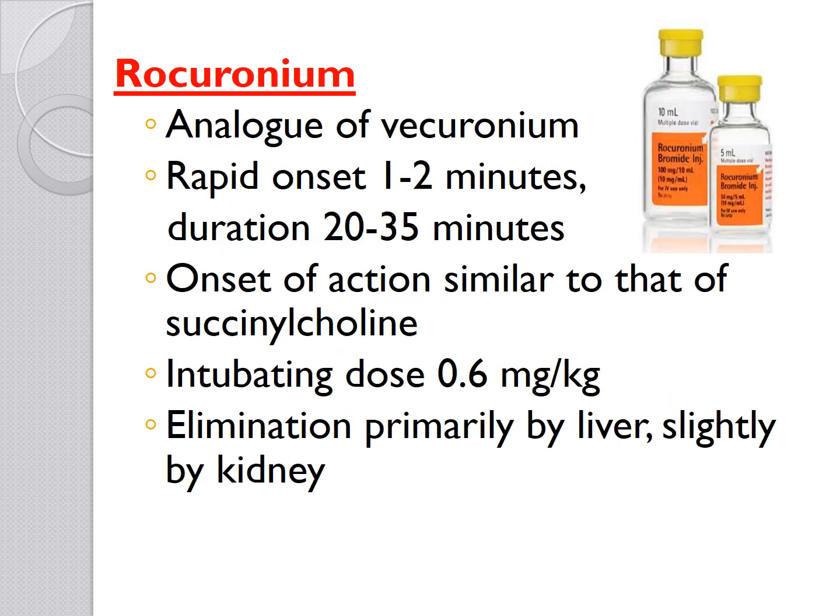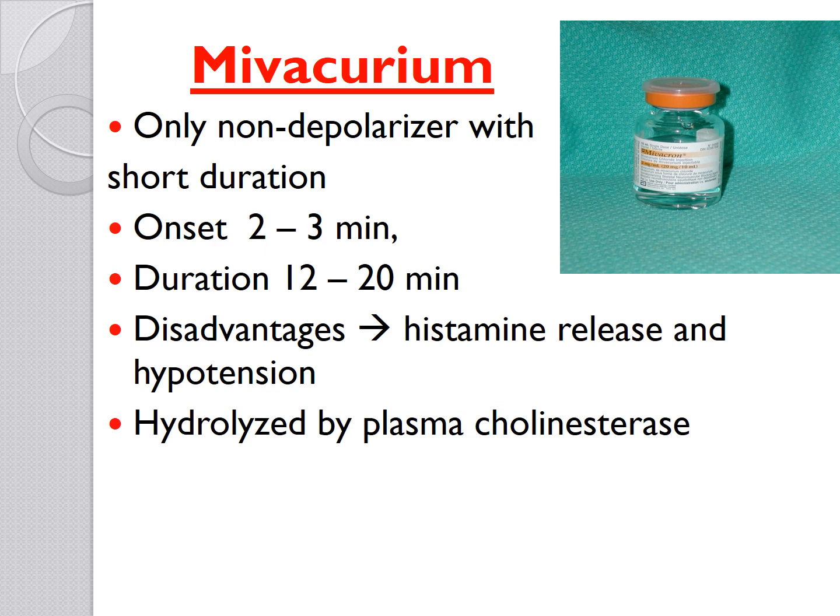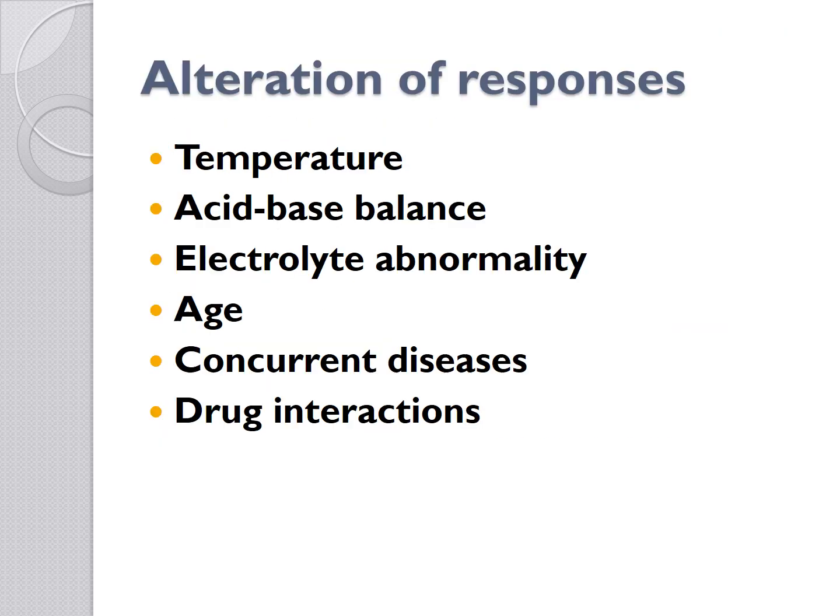Rocuronium, an analog of vecuronium, has rapid onset of 1 to 2 minutes, duration from 20 to 35 minutes, onset of action similar to that of succinylcholine, intubating dose 0.6 mg per kg, and elimination primarily by liver, slightly by kidney. Mivacurium, the only short-acting non-depolarizer, has onset from 2 to 3 minutes, duration from 12 to 20 minutes. Disadvantage: histamine release and hypotension. It is hydrolyzed by plasma cholinesterase.